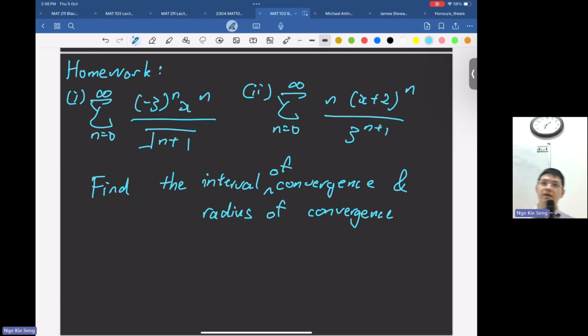Because some students think the interval is the radius, then they write the wrong answer. Radius is just one number. Interval is a set.